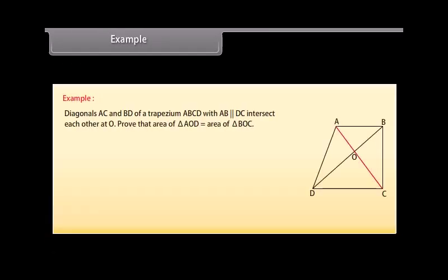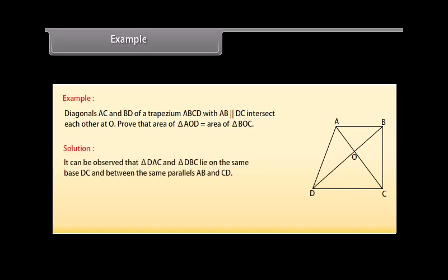Diagonals AC and BD of a trapezium ABCD with AB parallel to DC intersect each other at O. Prove that area of triangle AOD is equal to area of triangle BOC.